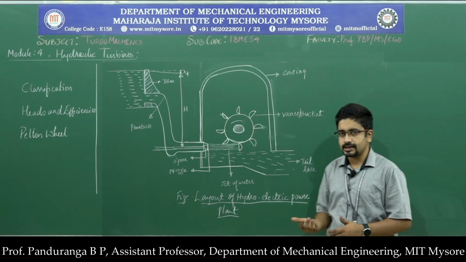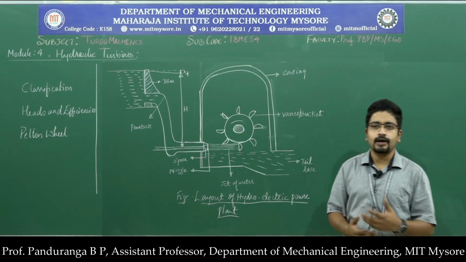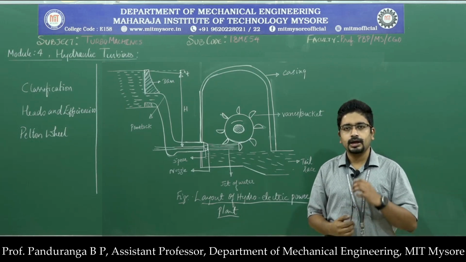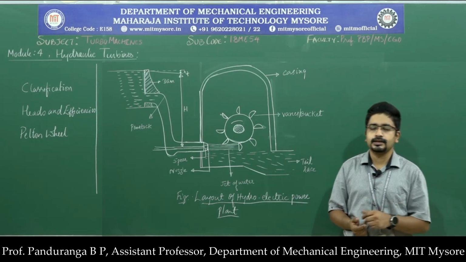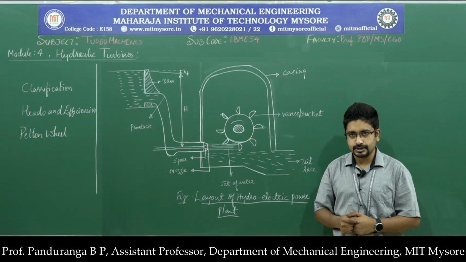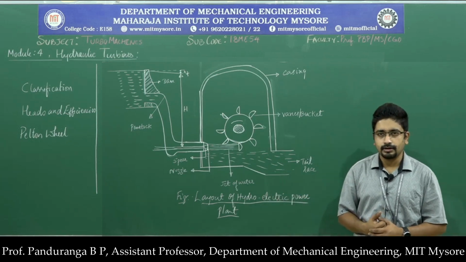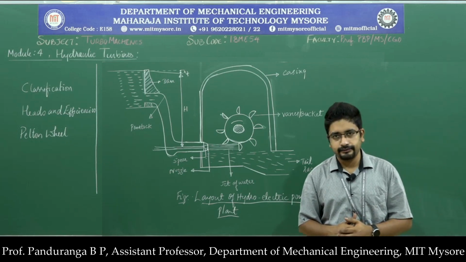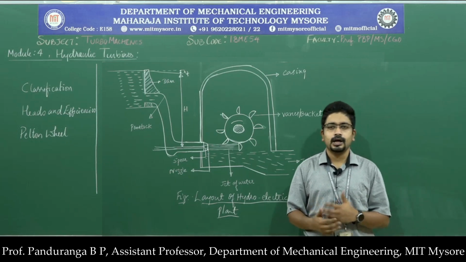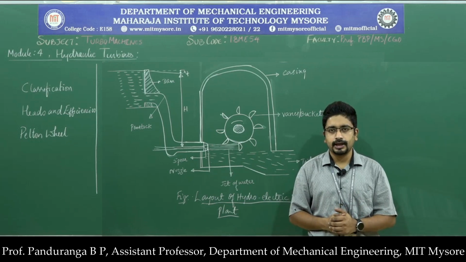So we can have 2 jets, 3 jets, or 4 jets, depending on the power requirement, the size of the turbine, and the amount of energy that needs to be produced. This is the working of the Pelton wheel. Now let us see the velocity triangle in the case of a Pelton wheel, and then we will see how to determine the work done.